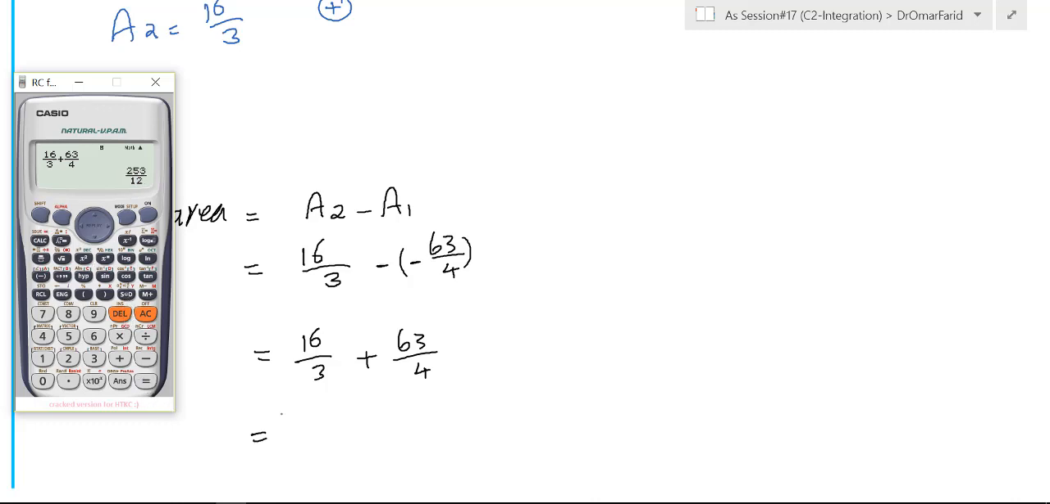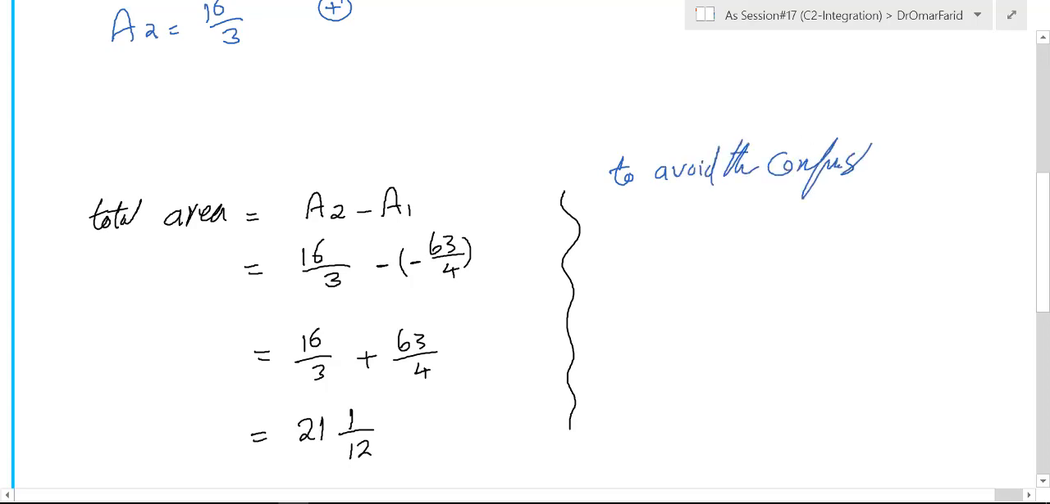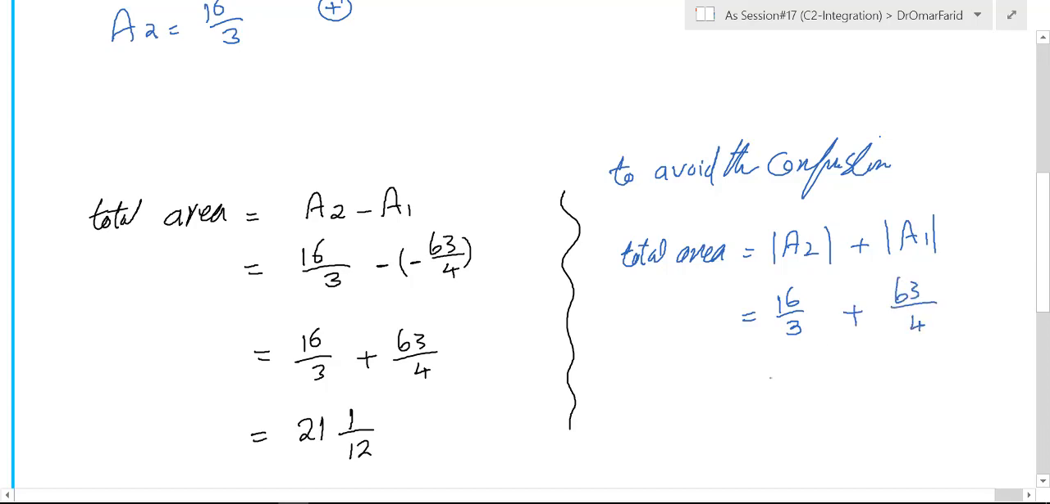The answer, as a mixed number, will be 21 and 1 over 12. To avoid the confusion, you can consider this total area as the sum of the absolute values of A2 and A1. So you will write 16 over 3 plus the absolute value of A1, which is 63 over 4, to have the right answer 21 and 1 over 12. This is in area units.